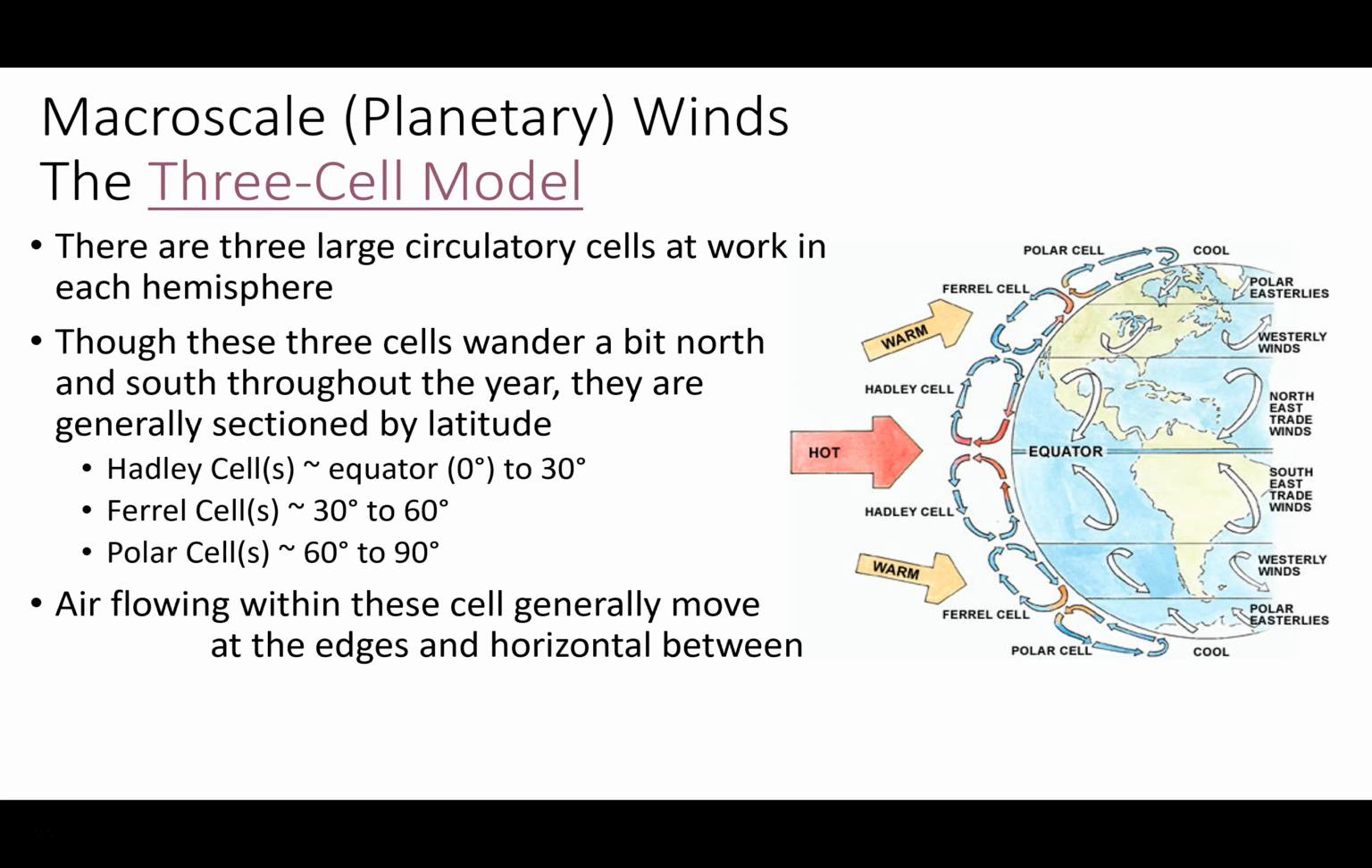All right. So air flowing in these cells generally moves vertically at the edges and horizontally between the edges. Vertically at the edges. Well, what does vertical mean? Straight up and down. So can you kind of see this? And actually, a good place to start when trying to unravel this is like what the video said, that hot spot that's not always at the equator, it wanders a little bit. There's that hot spot.